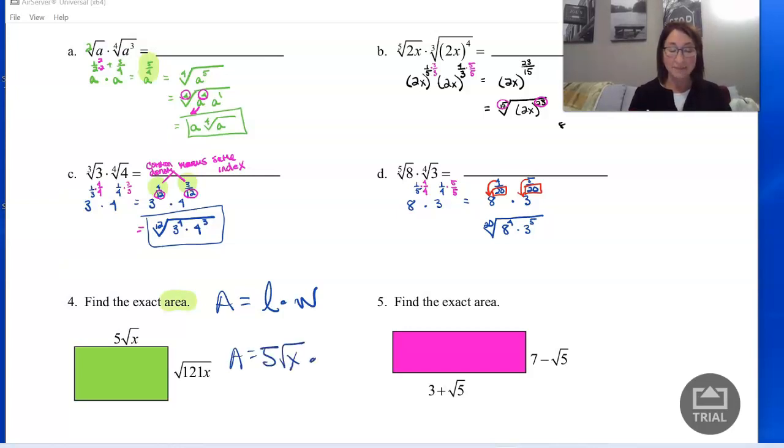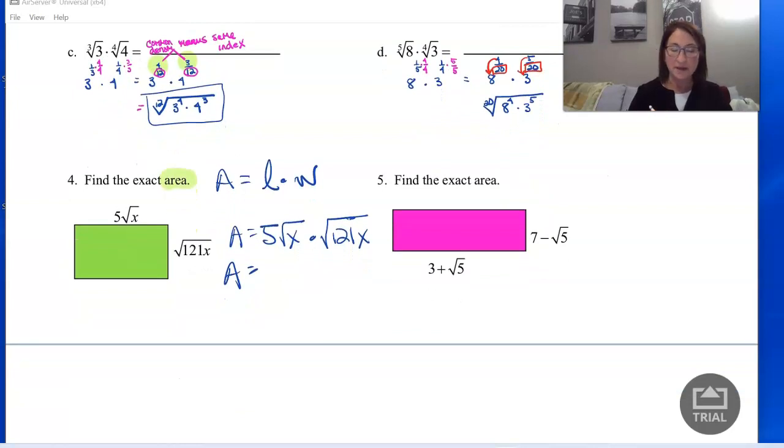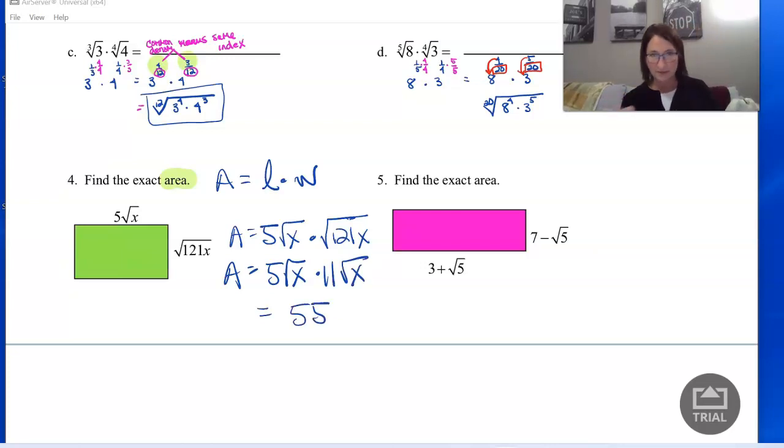So this is going to be 5 root x times root 121x. I can take that 121, that's just 11 squared. And so our area here is going to be 5 root x times 11 root x. So that is going to be 55. 11 times 5 is 55. Root x times root x is just x. There we go. That is what we call the exact area. We didn't do any rounding.